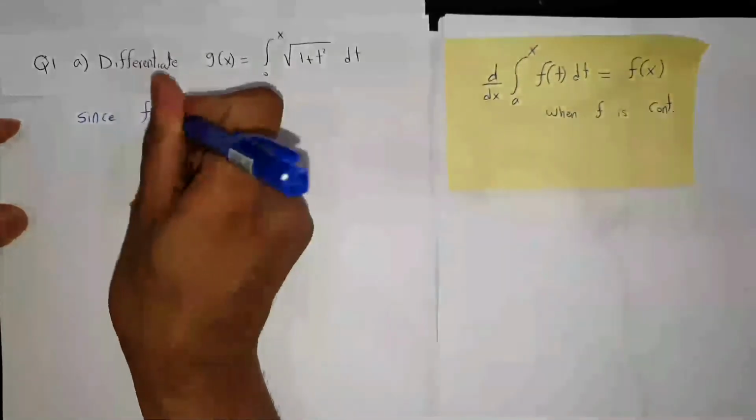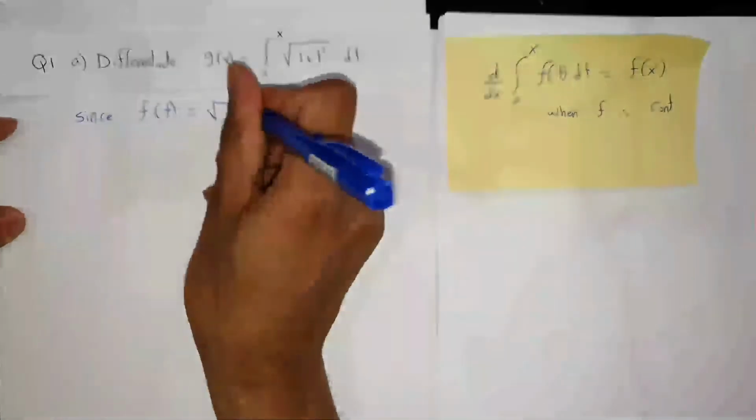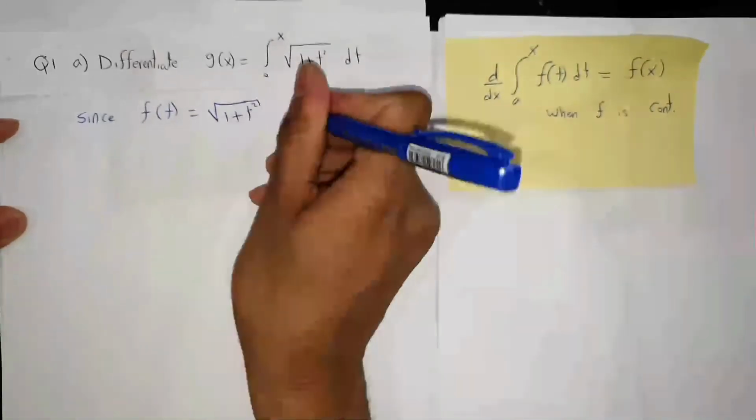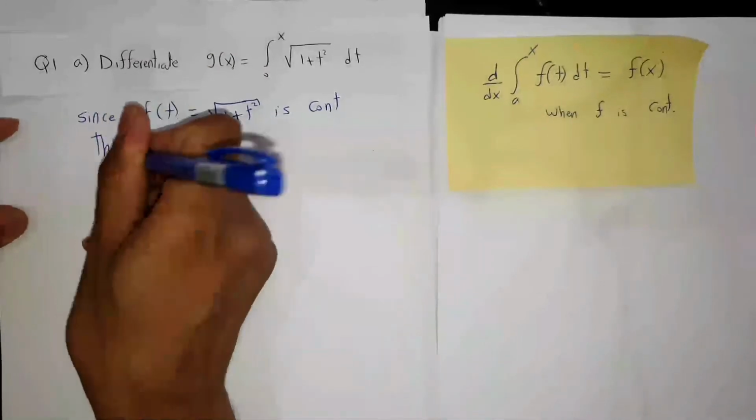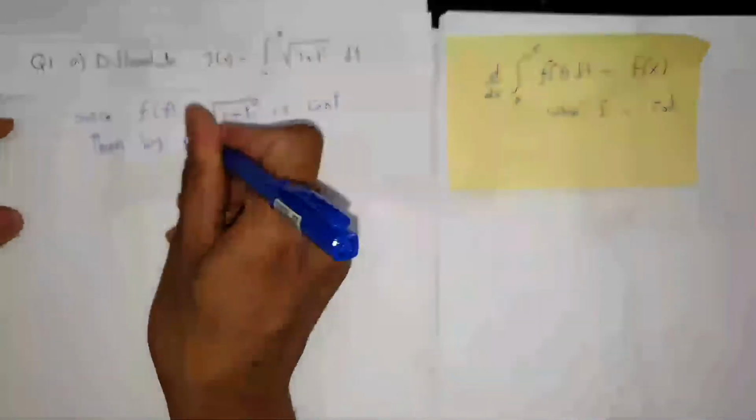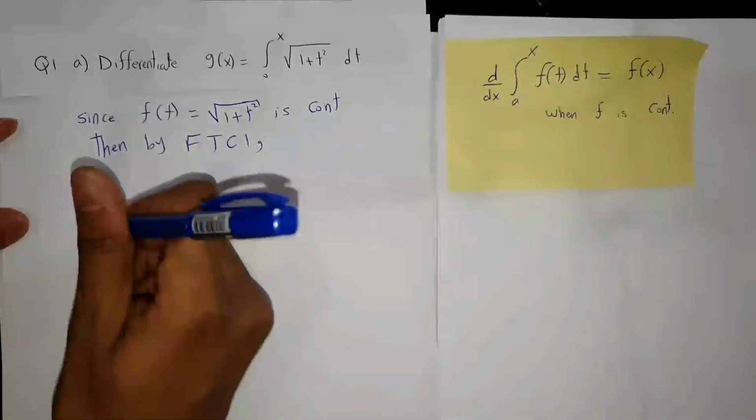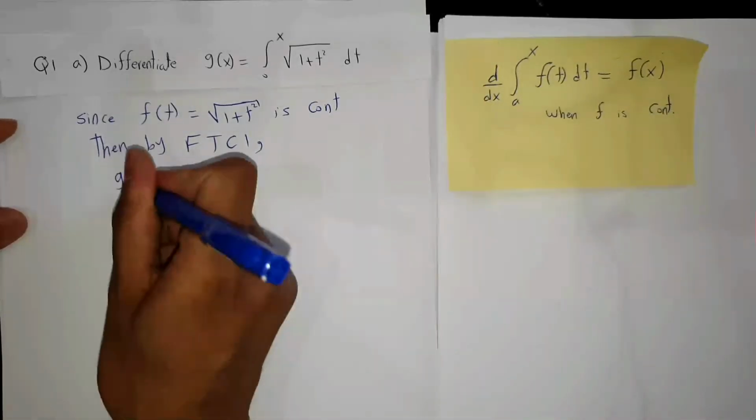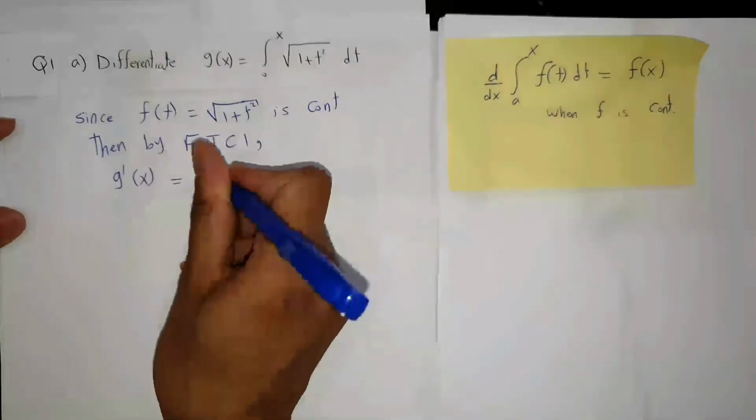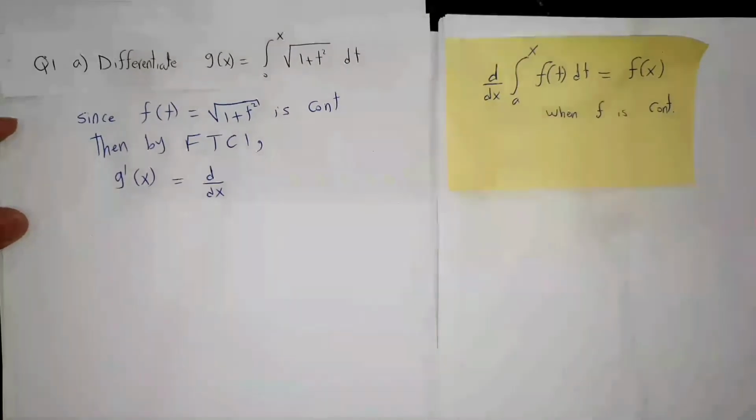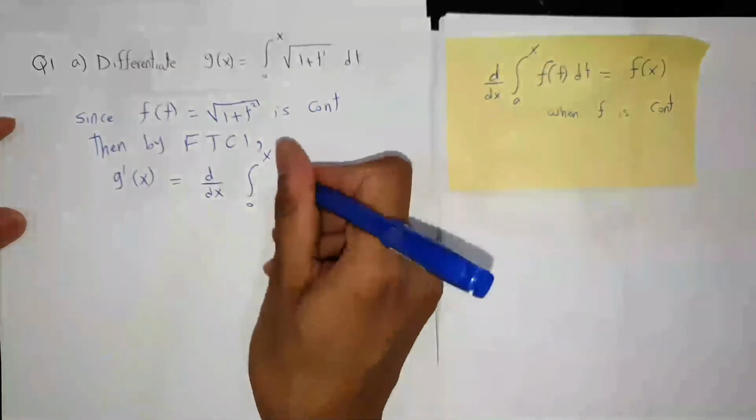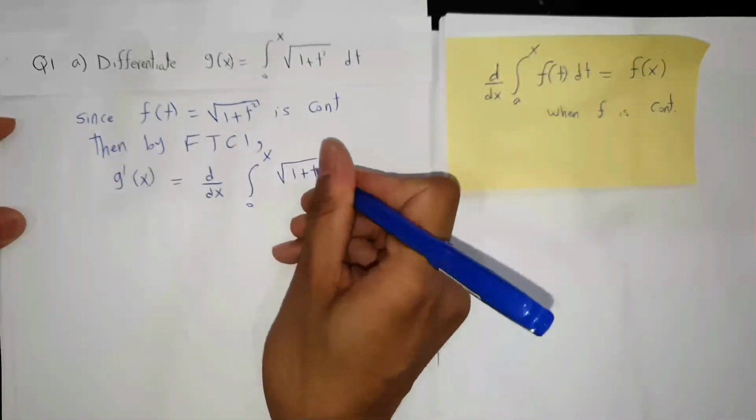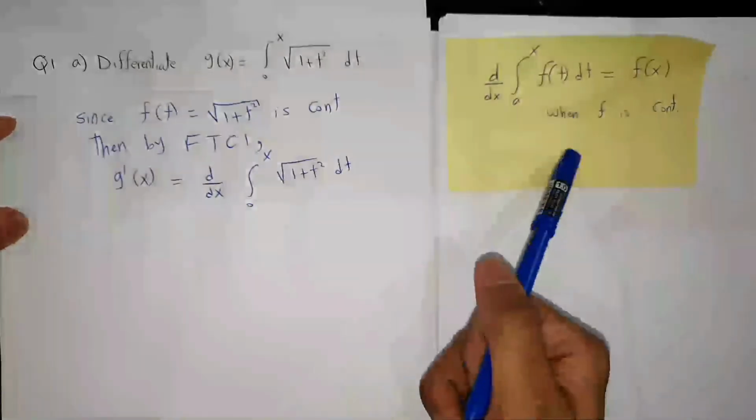Since f of t, which is the integrand here, root of 1 plus t squared, is continuous, then by the fundamental theorem of calculus part 1, we have the following: g prime of x will be d by dx. That means differentiate the integral from 0 to x of root of 1 plus t squared. We apply the theorem.